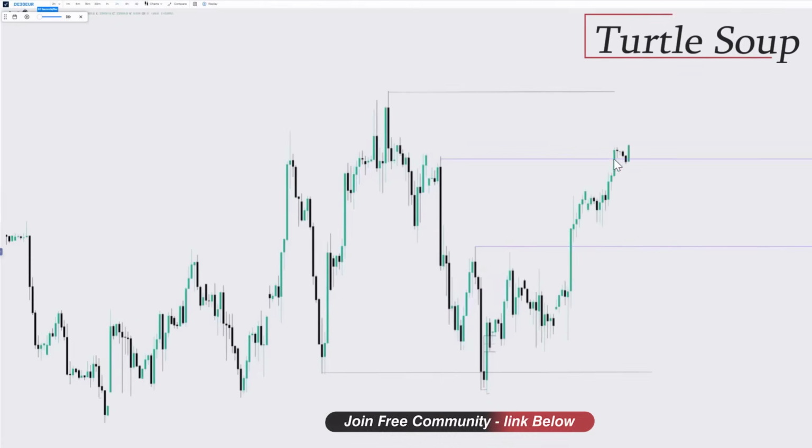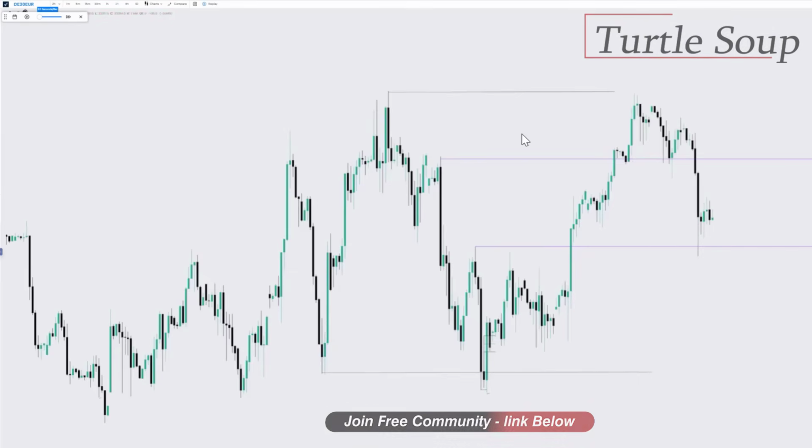Now, price hits our first target, hits our second target. Can it get to the third one? Price came very close and we start seeing some retracements. But the truth is, price couldn't get to the third one. Instead, it reversed from that particular area.